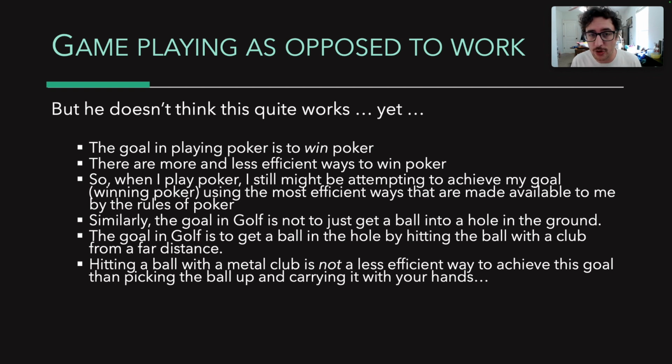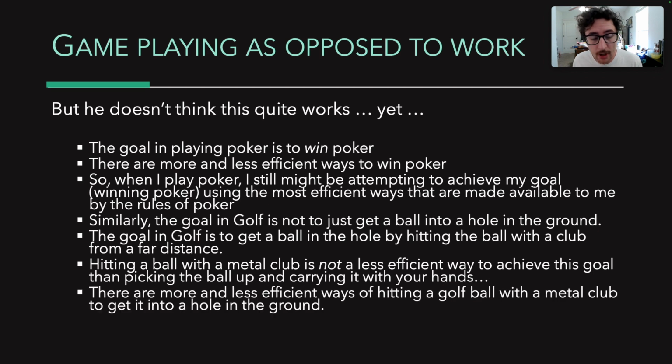If the goal is not just to get the ball in the hole, but to get the ball in a particular way using a club, notice there are more and less efficient ways of hitting a golf ball with a metal club to get it into the ground. Using this metal club to hit the ball in the direction of the hole is surely much more efficient than standing in the opposite direction and hitting the ball in the opposite direction of the hole.